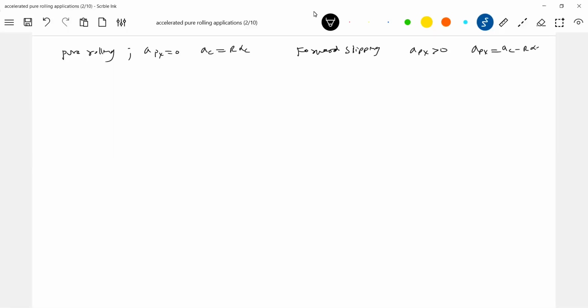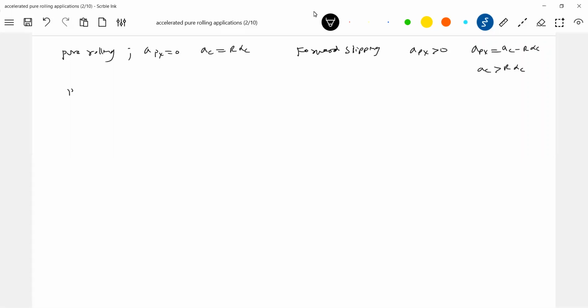Once again, pure rolling, acceleration of point P will be 0. AC is equal to R alpha C. Acceleration of point P along x-axis will be 0, and because of that AC equals R alpha. In forward slipping, acceleration of point Px will be greater than 0, where AC will be greater than R alpha C.